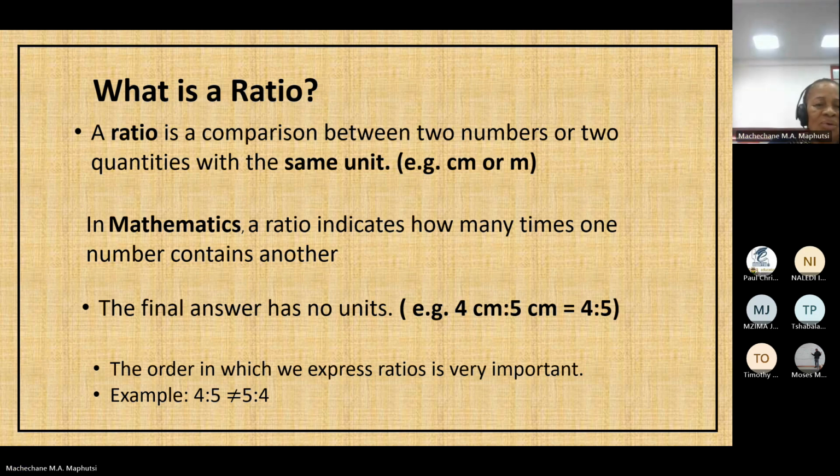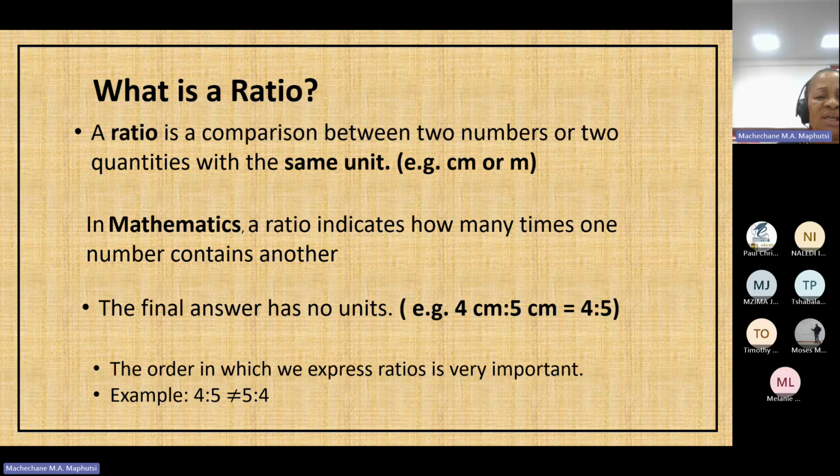So the final answer must not have units. Even if I'm calculating 4 centimeters to 5 centimeters, at the end I must end up having 4:5. And here the order is very important. 4:5 is not the same thing as 5:4.